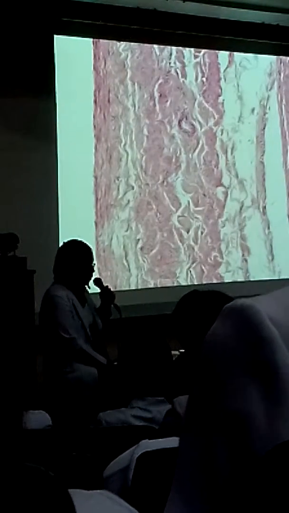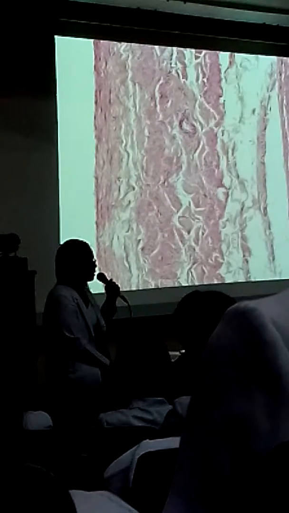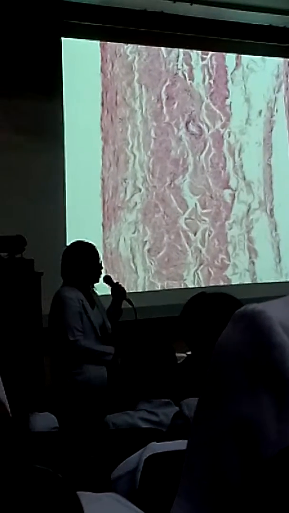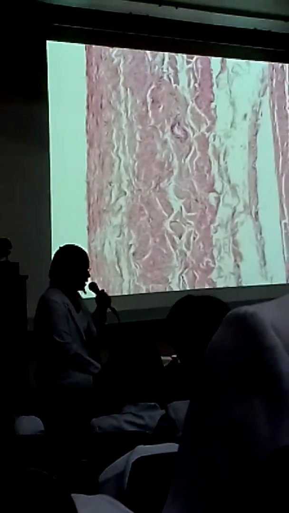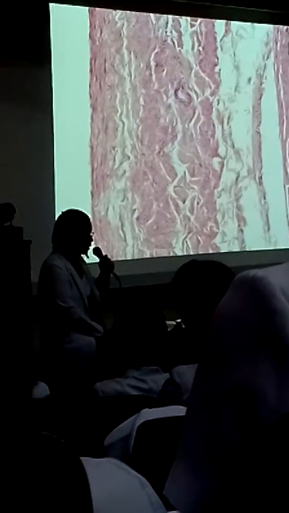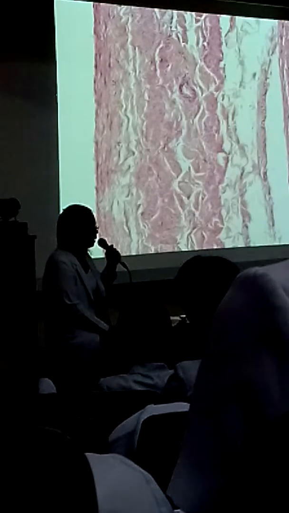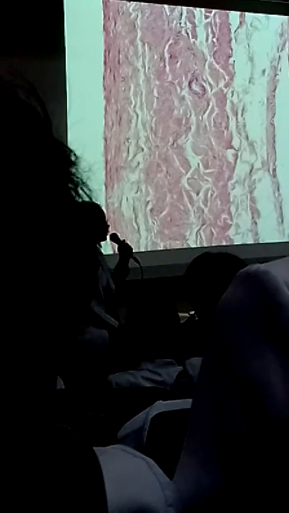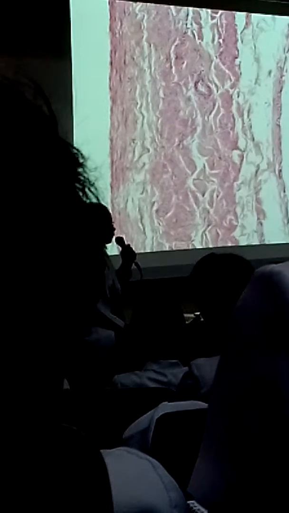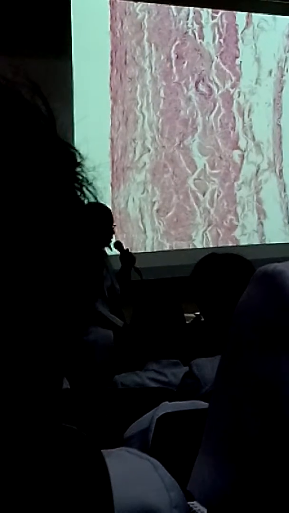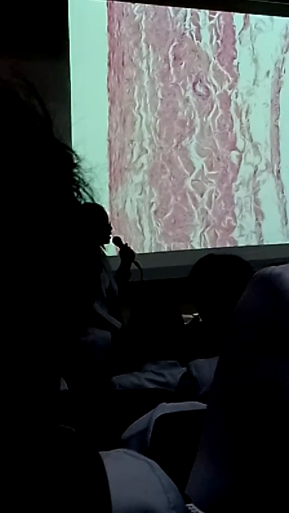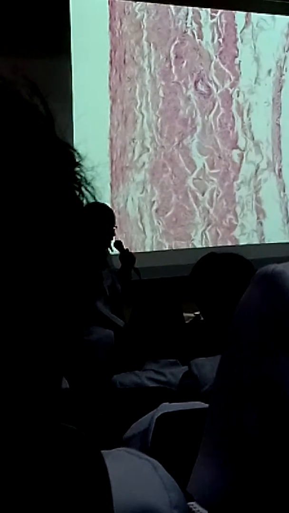So in veins, one of the distinct characteristics in comparing a vein with an artery is that the vein contains valves. But usually in the slides, we cannot appreciate the valves. What are the functions of the valves? It prevents retrograde movement of blood against gravity.